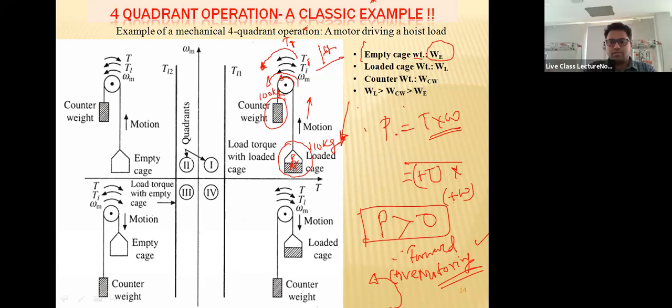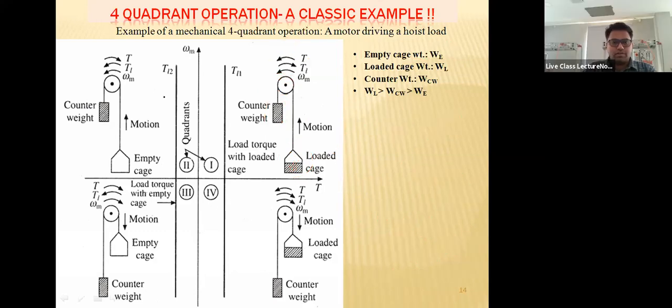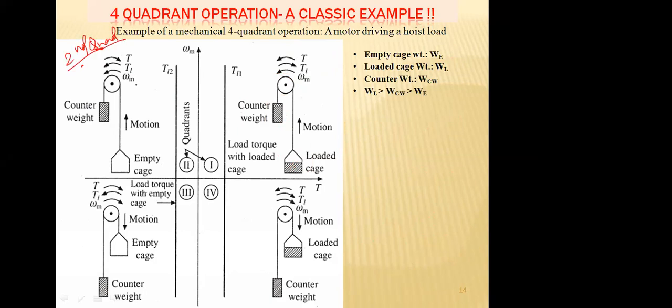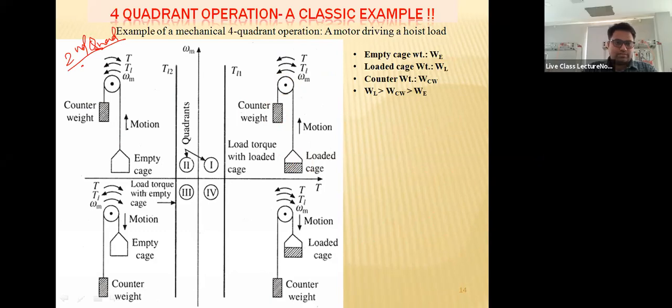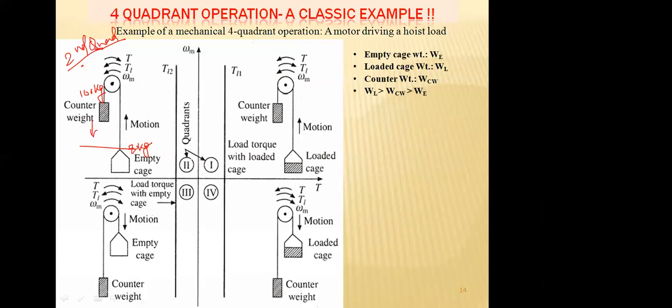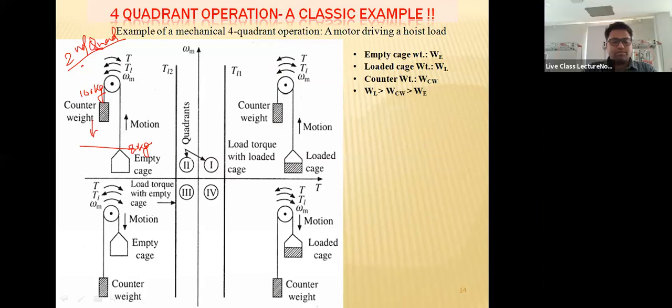So now coming to the second quadrant. You have an empty cage sitting idle on the ground, right? Let its weight be 80 kgs and the counterweight 100 kgs. So what will try to happen? The counterweight will try to go down, right? So what has the motor to do?